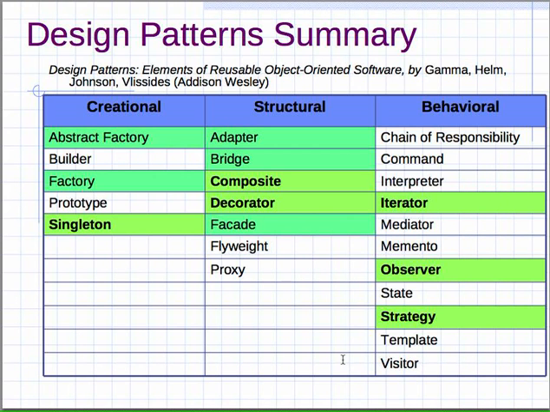Okay, here's a summary. This is from the book by the Gang of Four, Design Patterns: Elements of Reusable Object-Oriented Software. They divide their design patterns into three kinds: creational, which is used for creating objects; structural, which covers interactions between classes; and behavioral, which is how things happen when you run a program, what kinds of things get done so that your program behaves in a certain way.